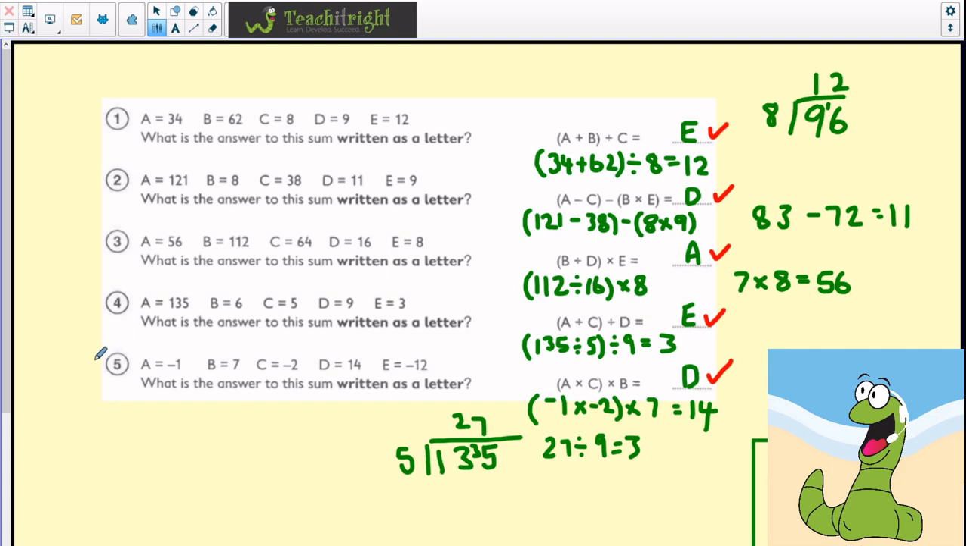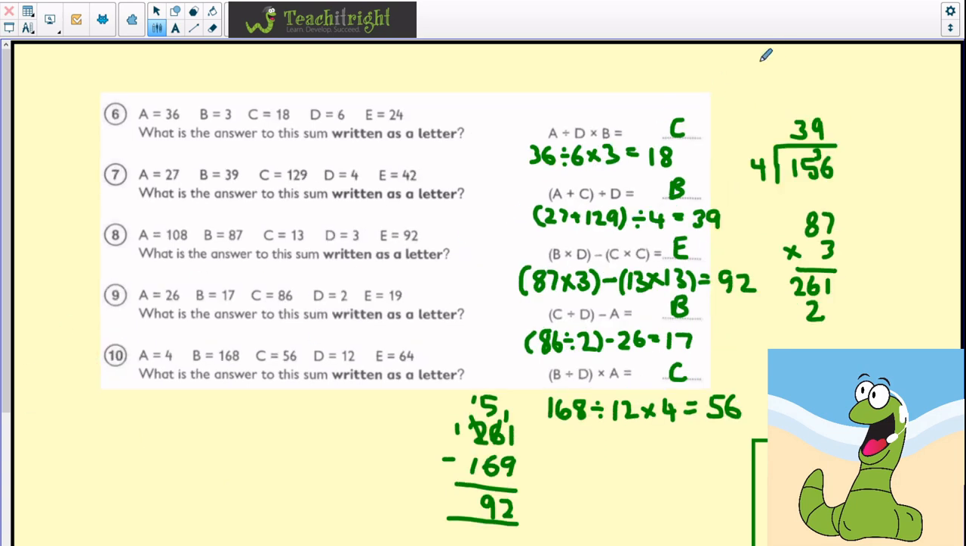Just will mention on question 5, which is quite interesting, you've got minus 1 times minus 2, and of course when you get two negatives together it makes a positive. So it will end up being 1 times 2 is 2, and then 2 times 7 gives you 14. So just be aware, if you get two minuses, that will make a positive. Let's have a look at the next one.